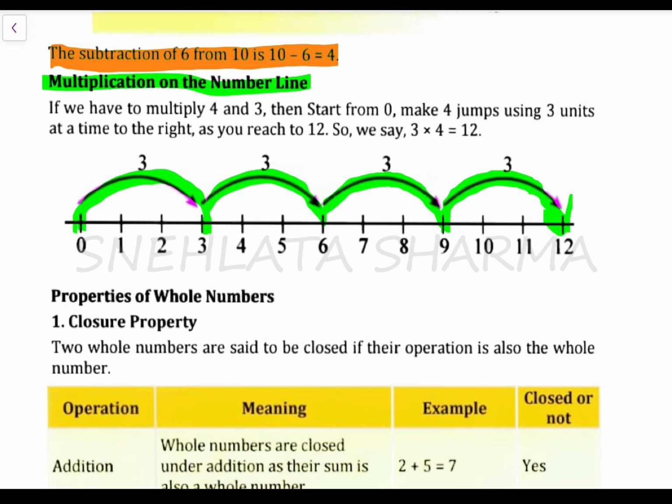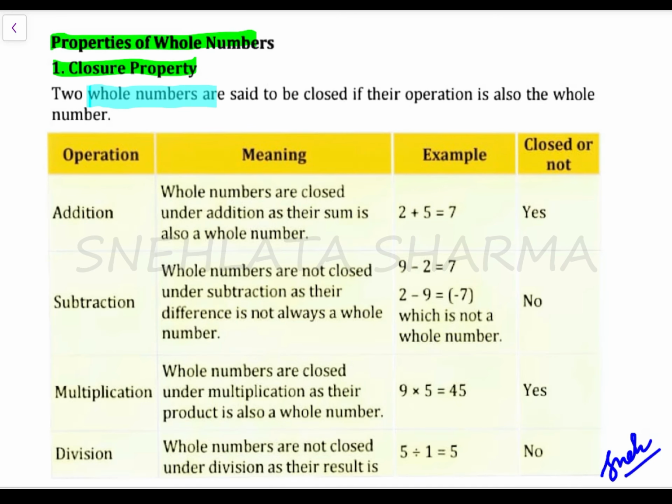Now we will learn about properties of whole numbers. The first property is closure property. Two whole numbers are said to be closed if their operation is also a whole number. Let us learn this closure property for all the operations. The first operation is addition. Whole numbers are closed under addition as their sum is also a whole number.